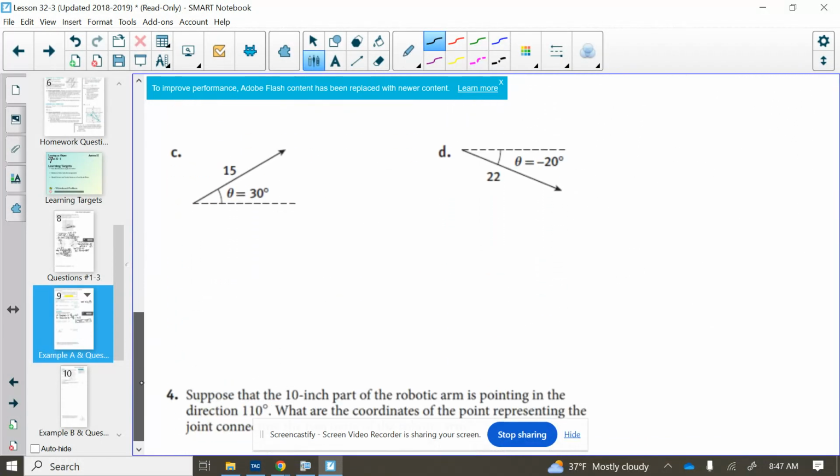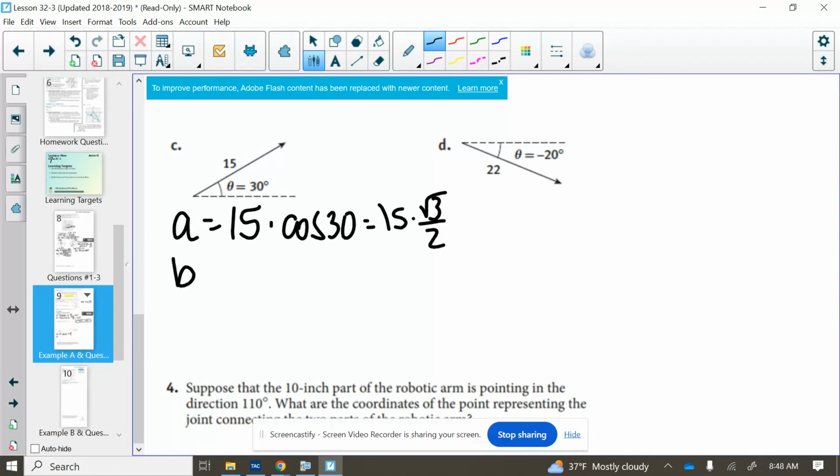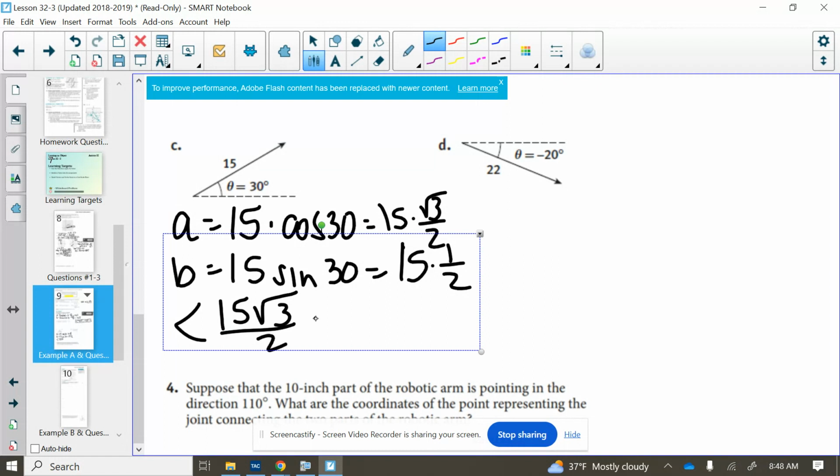We also see this presented to us with a picture. Our magnitude this time is 15. Our theta measure is 30. So we know that the cosine of 30 degrees is square root of 3 over 2. We know that the sine of 30 is only 1/2. And so you would write this as 15 root 3 over 2, 15 halves, or again, the decimal approximations.